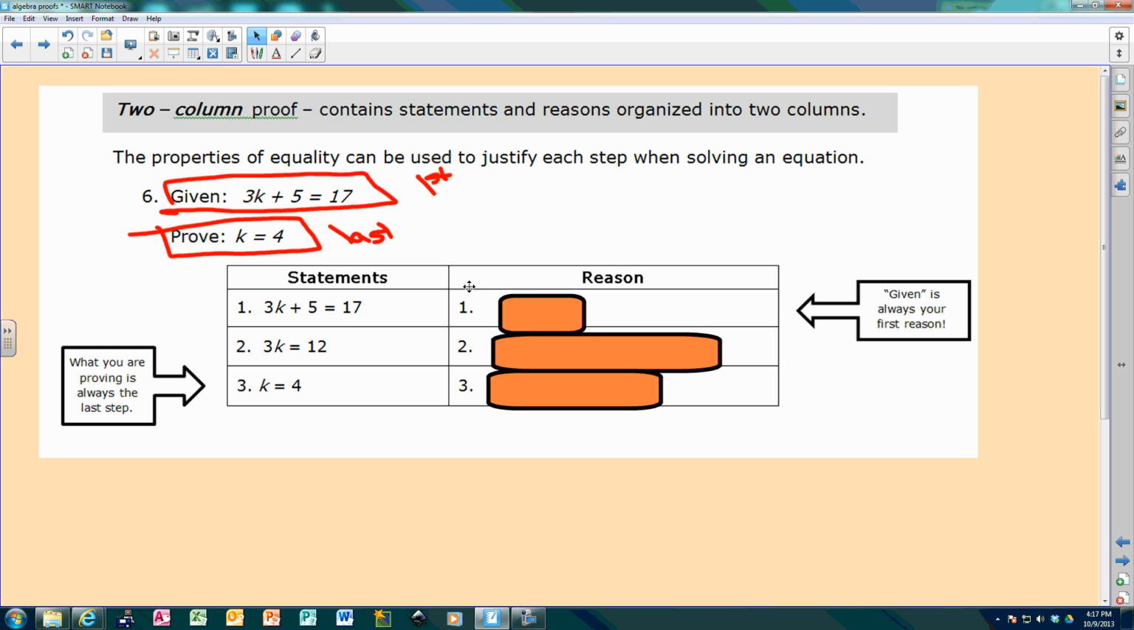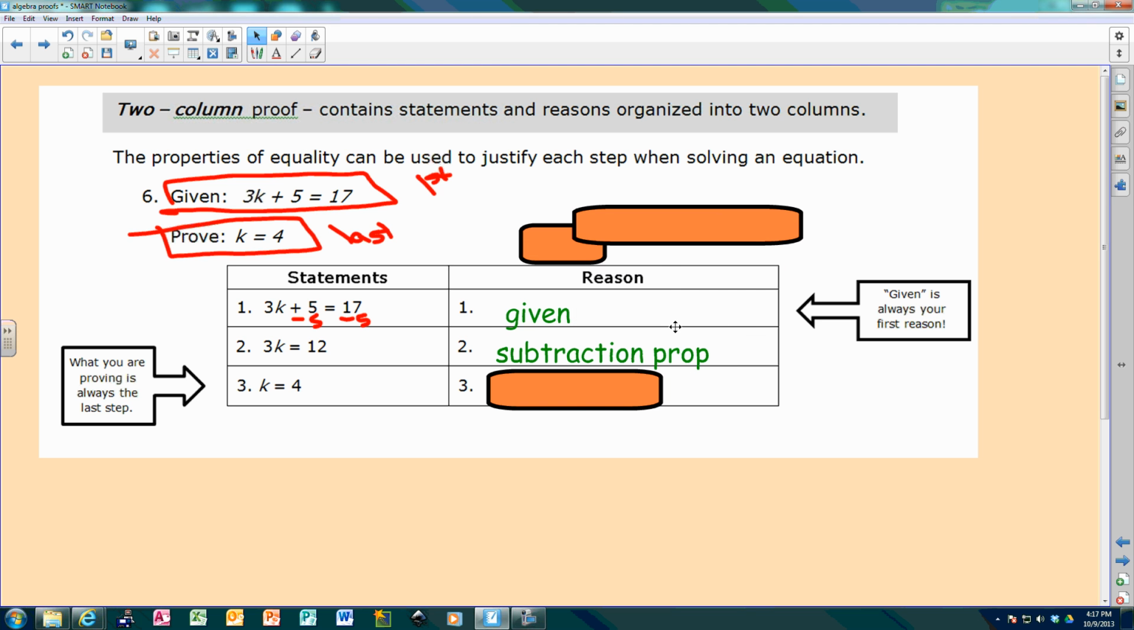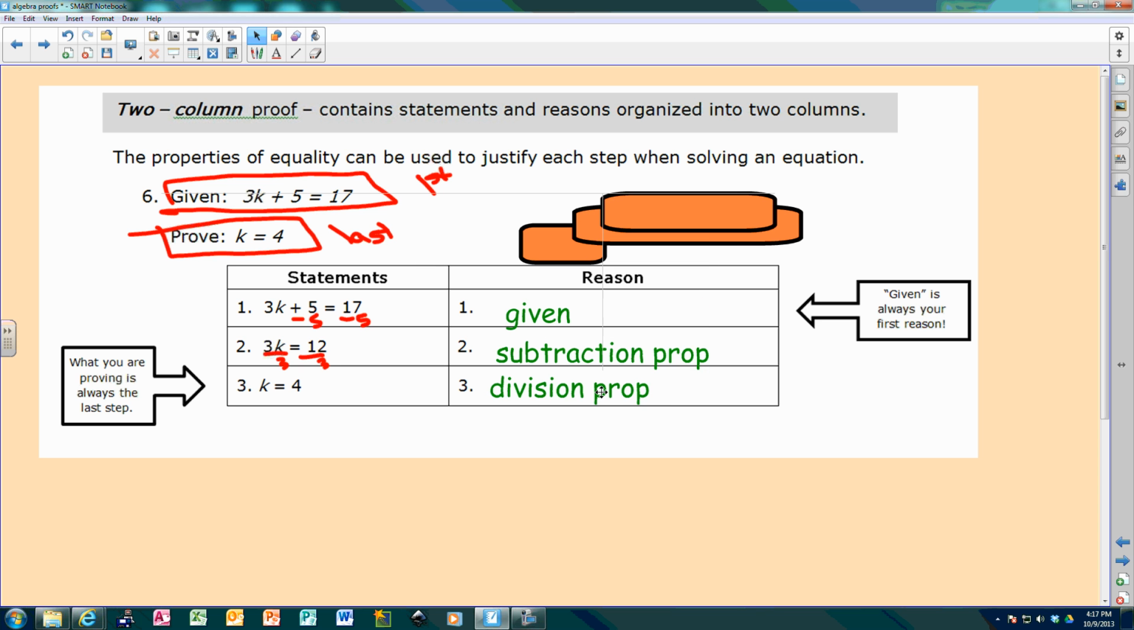So let's get started. 3k plus 5 equals 17. I'm writing that down because that's what was given. The next thing I need to do is take care of this 5. So what am I doing to the 5? I am subtracting. And then to get rid of the 3, what do I need to do? I need to divide. And that's how you do an algebra proof.